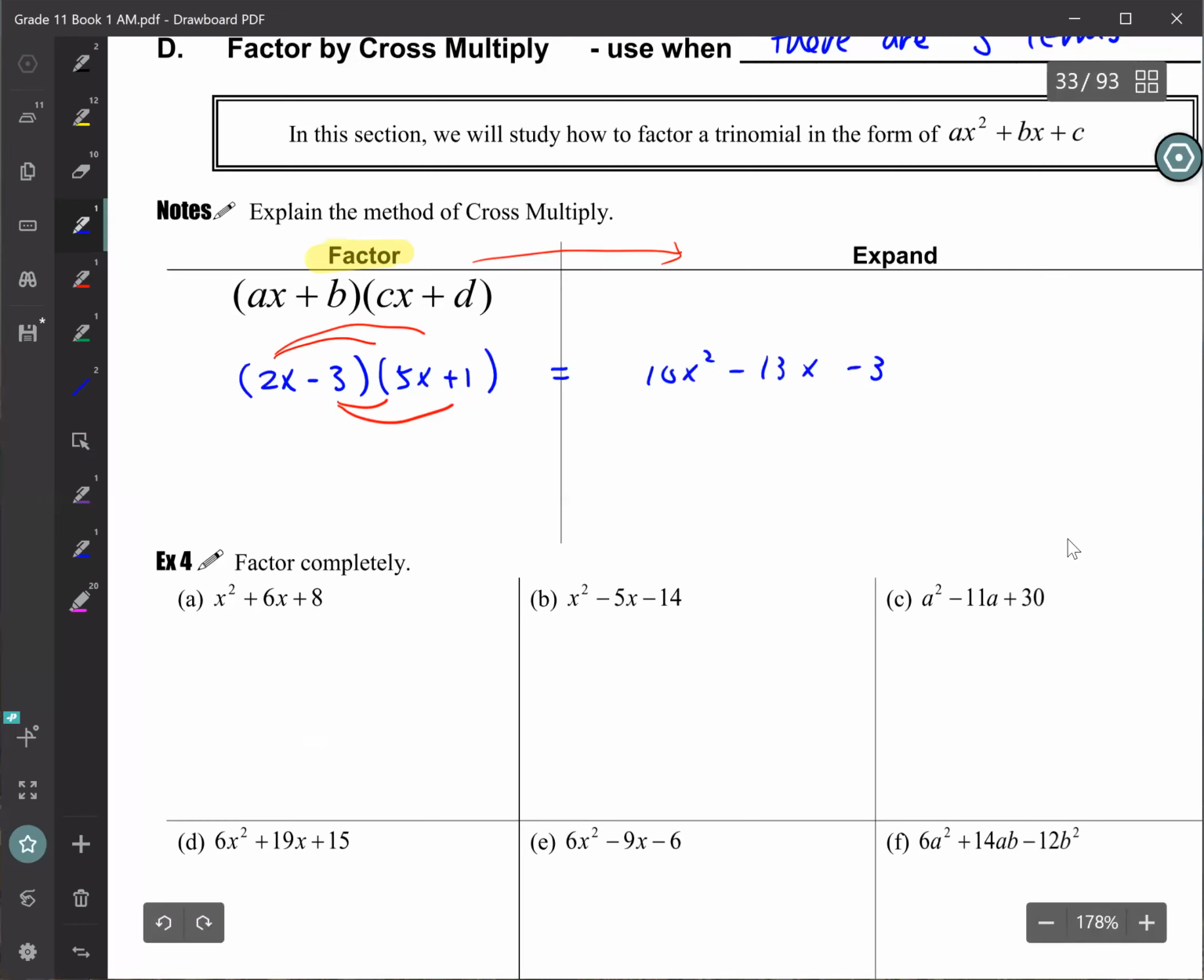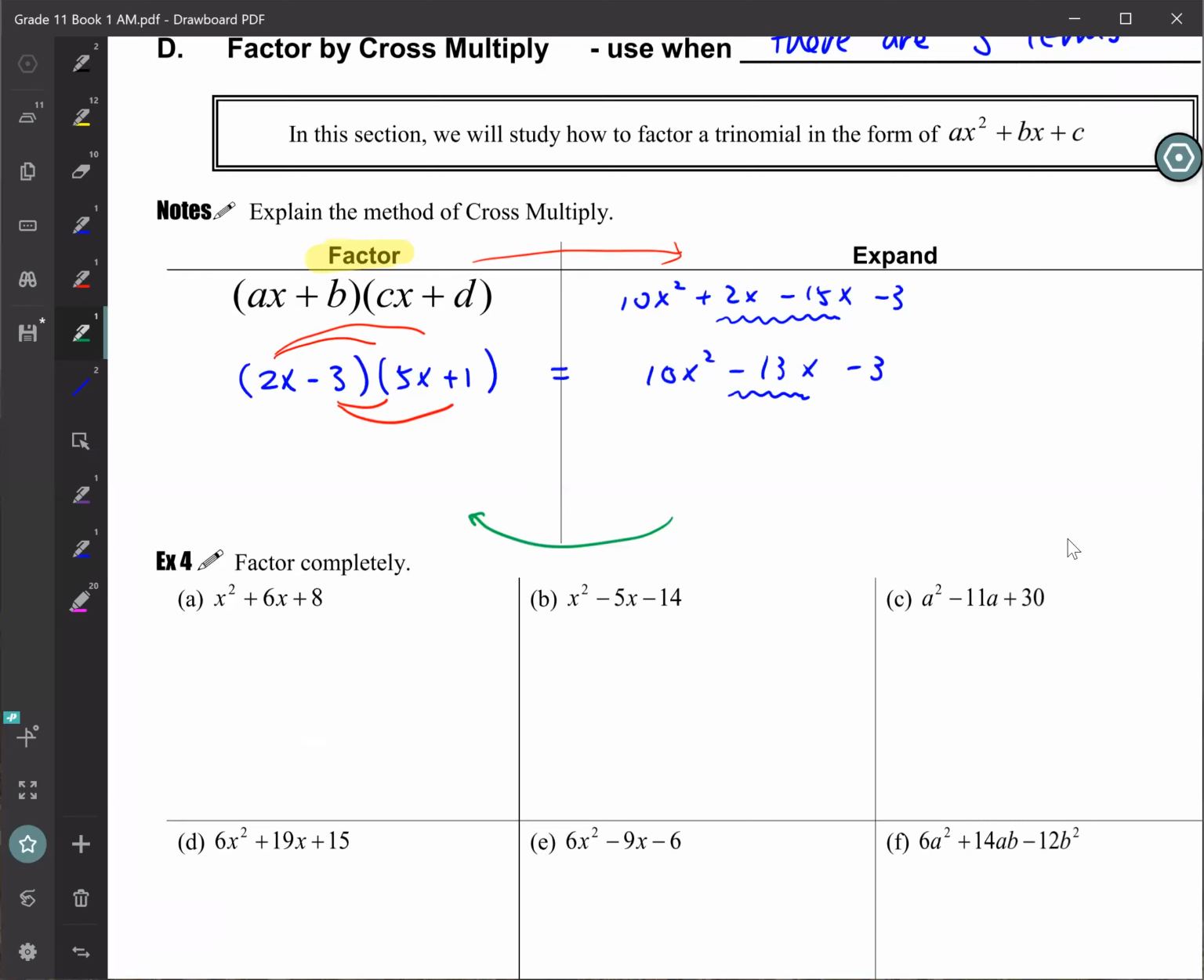So before you get here, there's a collecting like terms step. If I do it one by one, you will have 10x squared plus 2x minus 15x minus 3. So you expand 4 terms, and then the middle 2 terms combine into the negative 13x. Since there are 3 terms there, now we want to go backwards. We want to see how we can go back and find the answer.